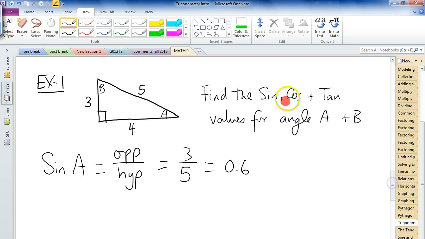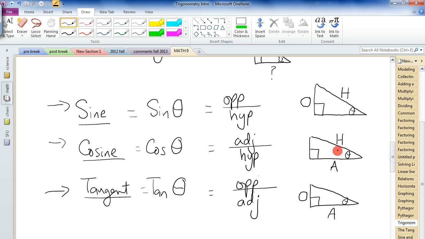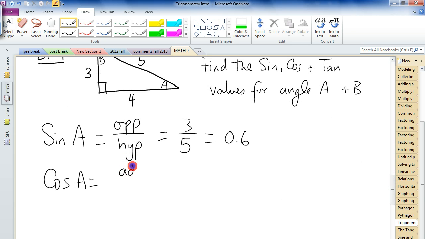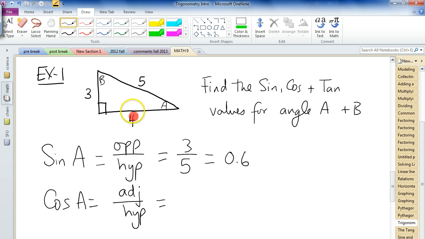Now let's find the cos of angle A, the cosine of angle A. Cosine, as I told you up here, was adjacent over hypotenuse. So what's the adjacent over hypotenuse? What is the adjacent length here? We're looking at A. What's adjacent to A? 4 is. What's the hypotenuse? 5. So it's 4 over 5, which is 0.8.